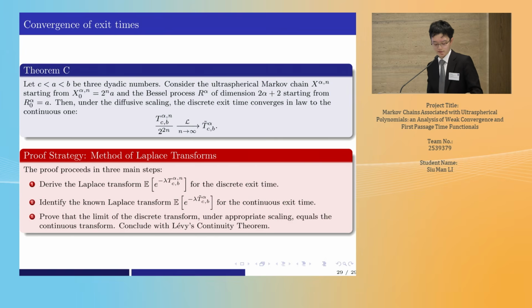Now we compare this with the already known Laplace transform for the continuous exit time. Under Lévy's continuity theorem, we can directly conclude the convergence because the limit of the discrete transform under some appropriate rescaling equals the continuous transform.